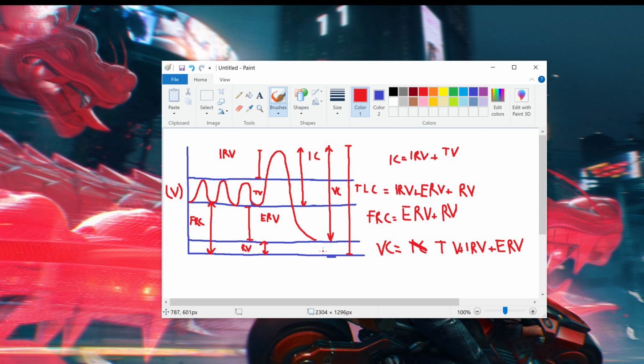In exams, they ask questions where they give you certain of these volumes or capacities, and then ask you to deduce the other ones. You can either use the formula or you can just draw out the graph. It just takes like 20 seconds to draw it out. I just took my time for the sake of explanation and clarity.